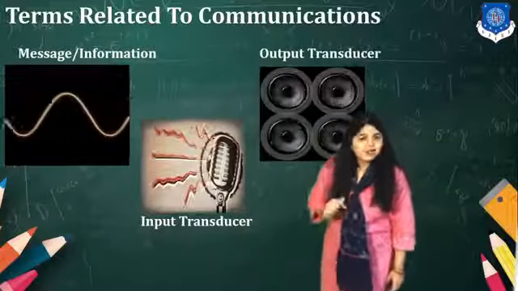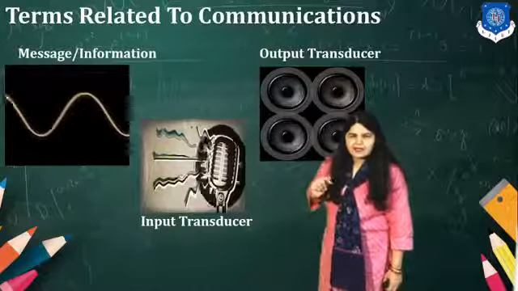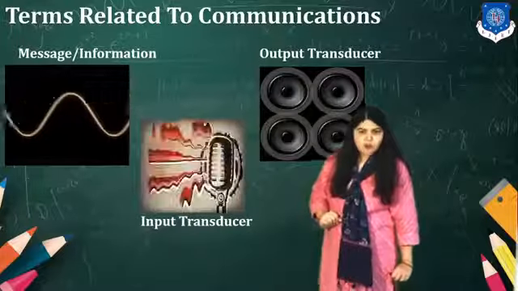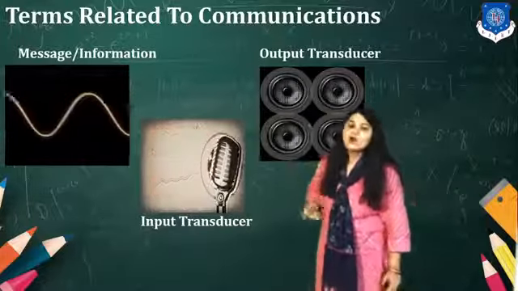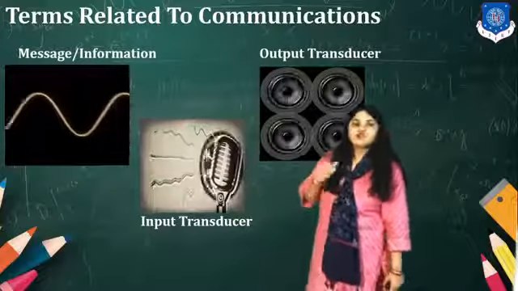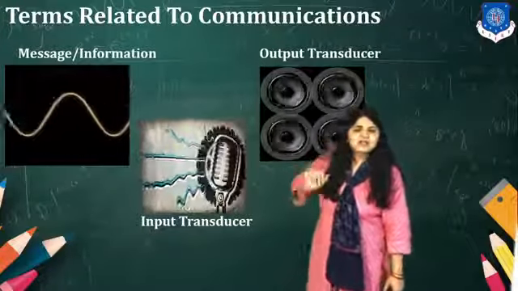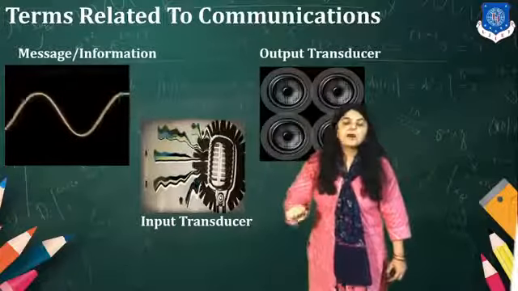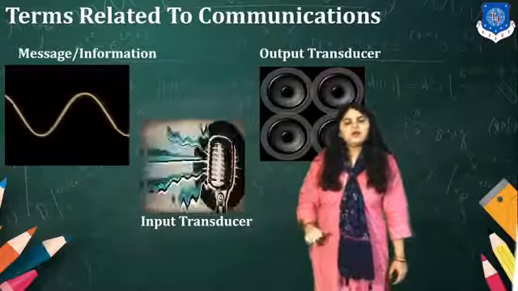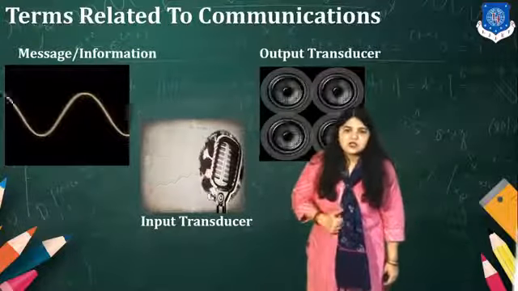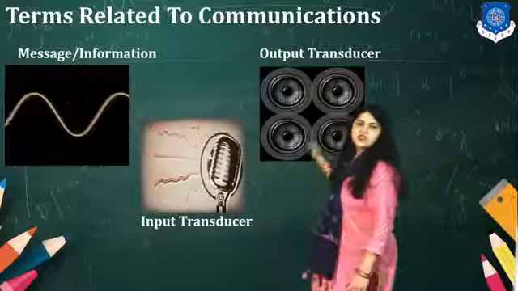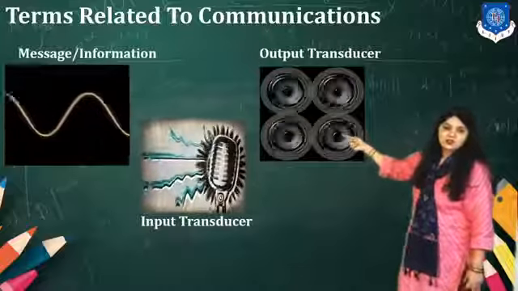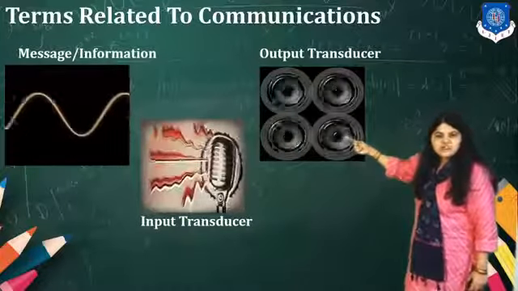Now using the communication channel, this electrical signal can be transmitted. The transmitter is also there. Now at the other end, what do we need? We have to convert that electrical signal into some other form that can be understood by humans. So we need another transducer at the receiving end. Here you can see this is the output transducer. It is a loudspeaker, for example.